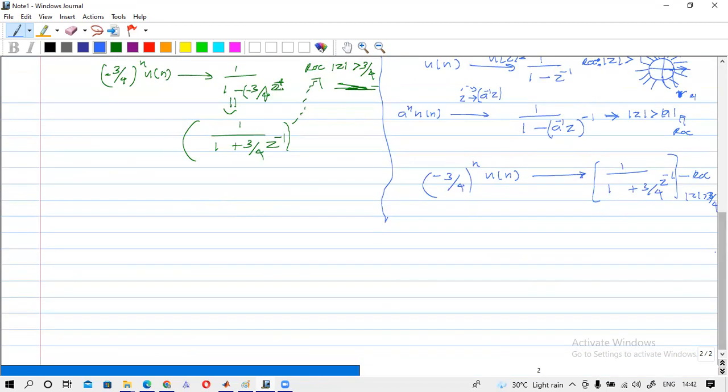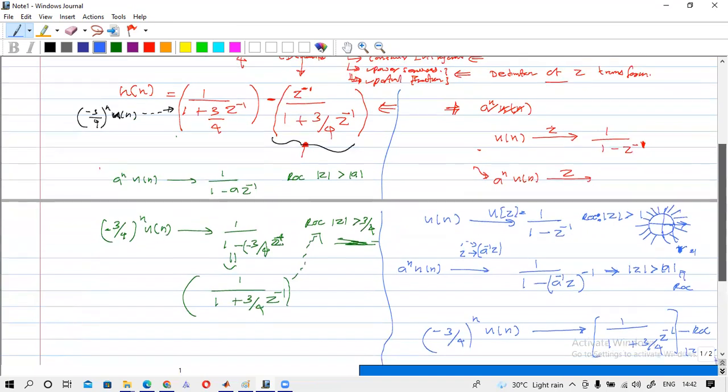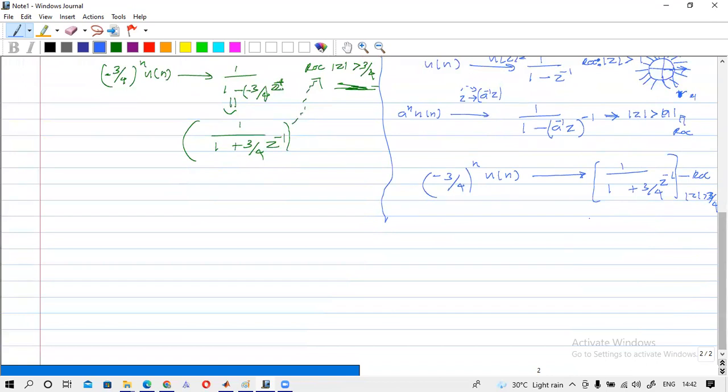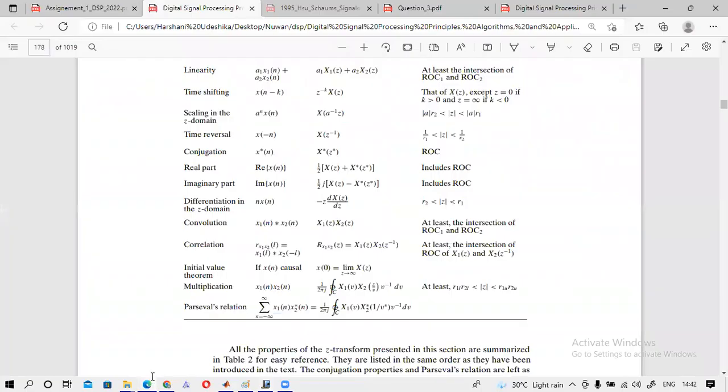Now we have to find this one. I think that you can also use a property for it. We have this kind of one, 1 over 1 plus 3/4 Z minus 1. So here also you can use a property to get the time domain sequence. And what is the property you should use? Okay, here is the property list. Can you see which one we should use?